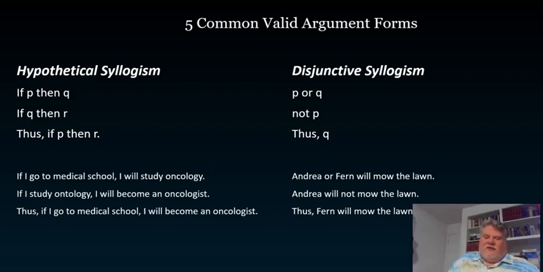How about a disjunctive syllogism? I think disjunctive syllogism is actually one of the easiest to recognize and also to work with. It begins with an or statement, that is, a disjunction, P or Q. Then we eliminate one of those possibilities, not P. Well, therefore Q. Andrea or Fern will mow the lawn. Andrea will not mow the lawn. Thus, Fern will mow the lawn.